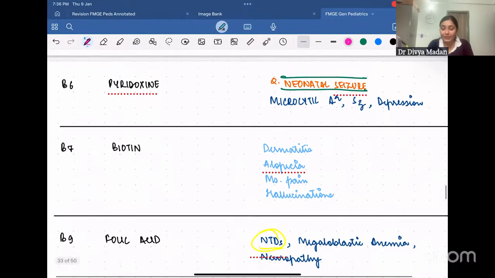Then we have B6, that is pyridoxine. Due to this pyridoxine deficiency, a very important point for the exam, pyridoxine deficiency can cause neonatal seizures. Apart from that, microcytic anemia, seizures, depression. Why this neonatal seizure is an important point is, in neonatal seizures, if you have given multiple anti-epileptics and still the child is not getting relieved of that seizure, then finally we give a trial of pyridoxine, because very rarely, because of the pyridoxine deficiency, there could be seizure, right?